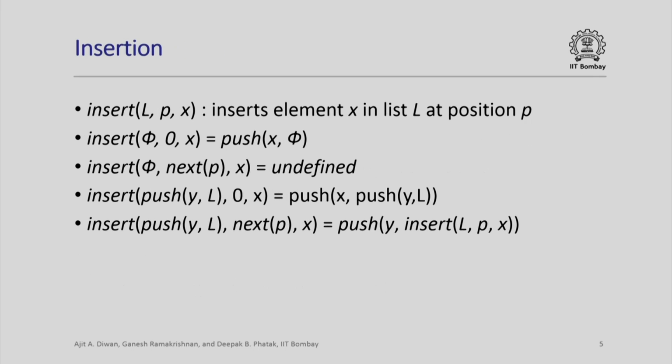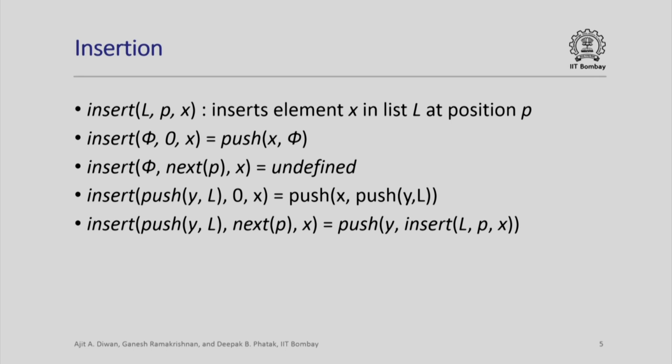So, here is another operation called insert, which inserts an element x in the list L at position p. So, insert phi comma 0 x. In the empty list, if I want to insert at position 0, we just push x into the empty list. So, we get a list containing just x. In the empty list, if I want to insert at any non-zero position, then there is no such position at which we can insert. So, we say it is undefined. So, inserting in an empty list at position next p is undefined for any element x.